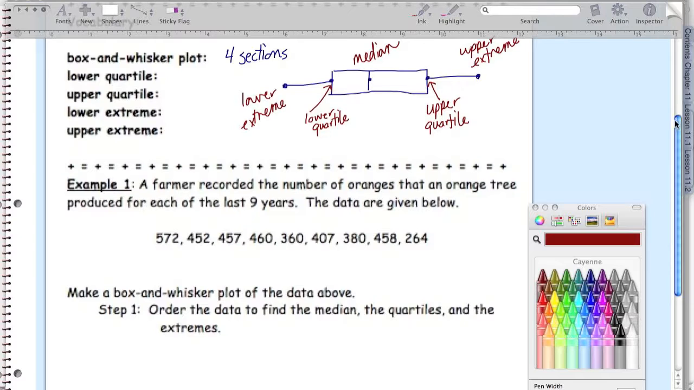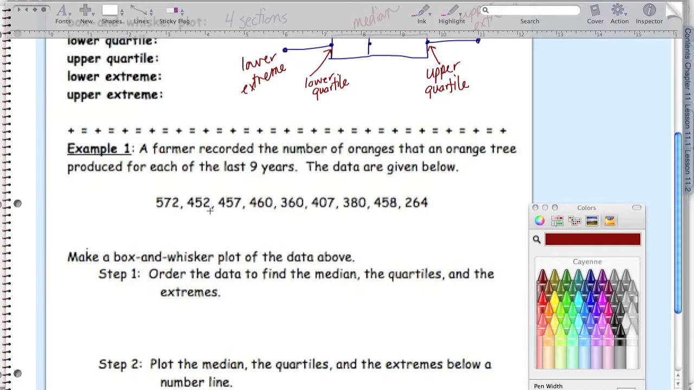So let's jump into example 1. It says a farmer recorded the number of oranges that an orange tree produced for each of the last 9 years. The data are given below: 572, 452, on and on. We need to make a box and whisker plot of this data. So basically what we need to do is categorize it in chunks of 4. We're trying to break our data into the 4 categories.